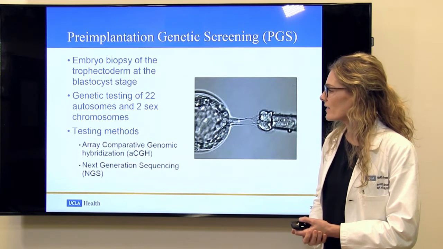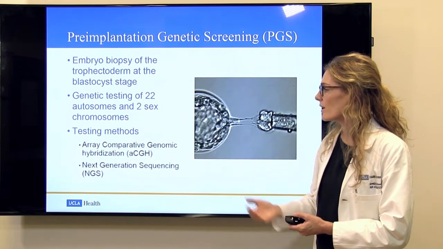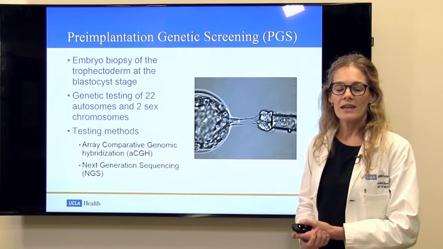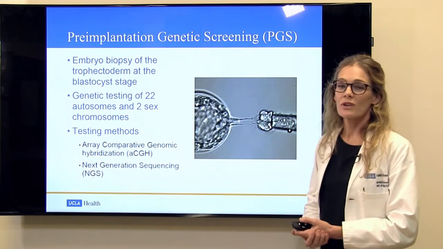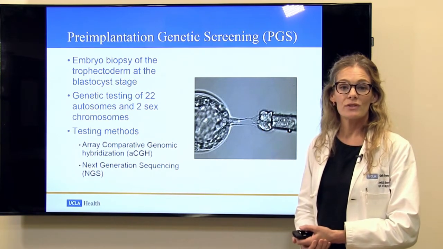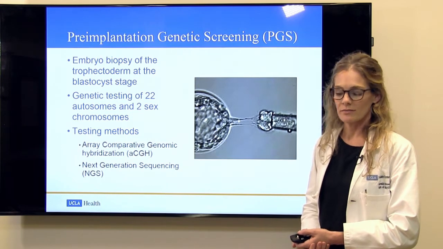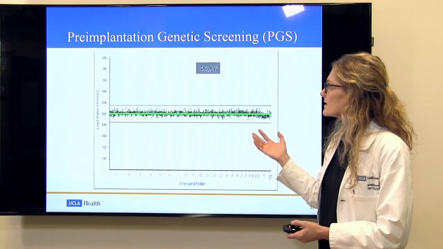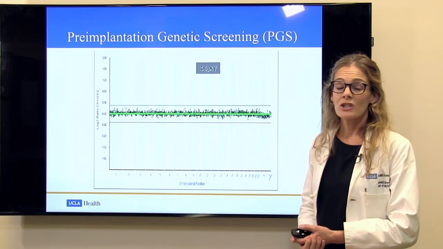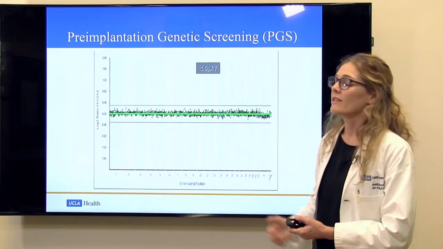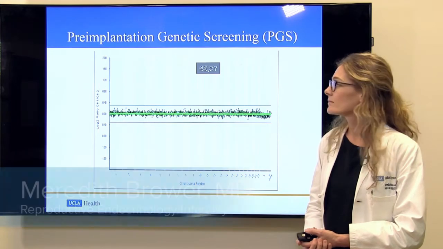The two main methods of genetic testing are array CGH and next-generation sequencing. Typically, preimplantation genetic screening, or this genetic testing, is used to help aid in embryo selection. This is an example of an embryo that has the correct number of chromosomes. Genetic testing will also reveal the gender of that embryo.